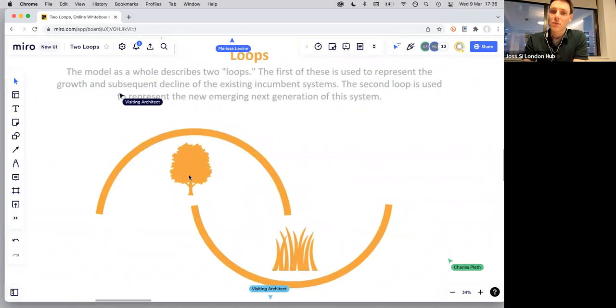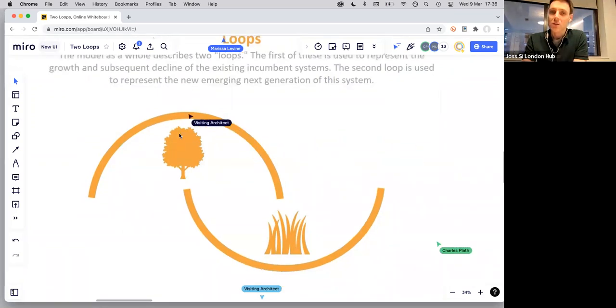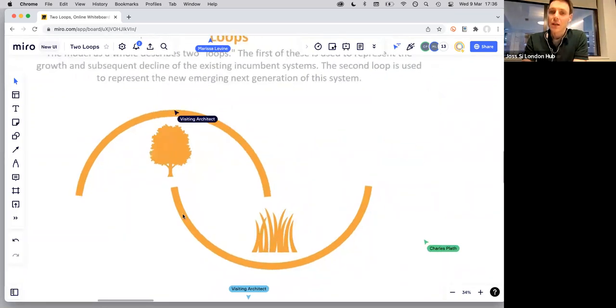It's illustrated here by a mature tree, which would be the incumbent system within the ecosystem. It's established and set up. Down here, we have the new growth in that forest, right? The seeds, the shoots, and so on, where the next generation of that ecosystem is going to come from.